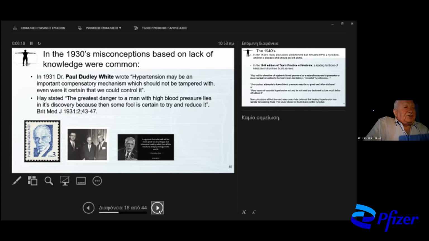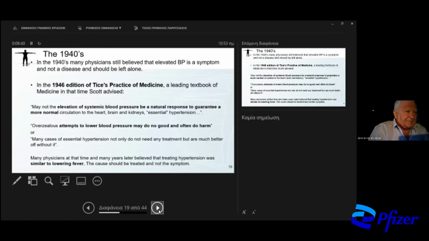By the way, Paul Dudley White was a physician of President Roosevelt. He was the first in medicine that recommended physical activity, and he was jogging in the park near his house every morning, trying to give an example to all healthy population to do like him.